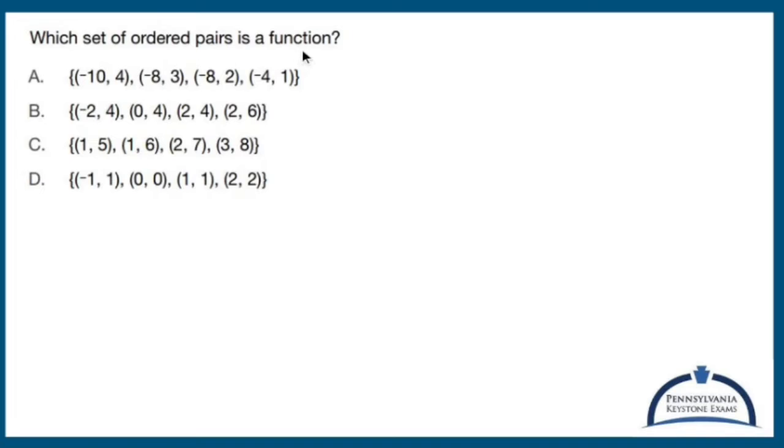Which set of ordered pairs is a function? In order for a function to be a function, the x values, or the domain, cannot repeat. I need the one that is a function. So -10, -8, -8. Oh, they repeat. It's not A. -2, 0, 2, and 2. Oh, the 2's repeat. It's not B.